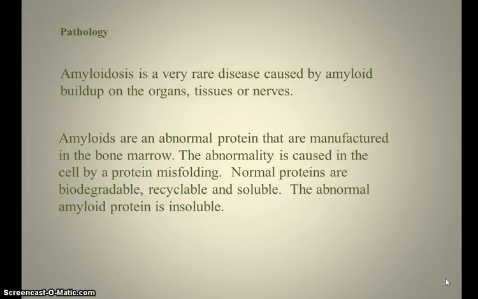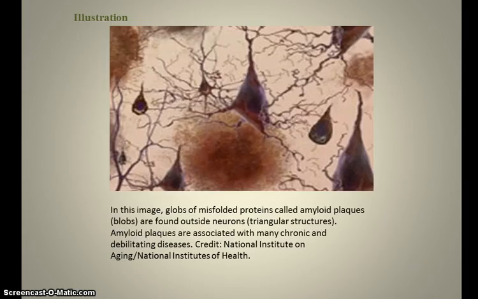Amyloidosis is a very rare disease caused by amyloid buildup on the organs, tissues, or nerves. Amyloids are an abnormal protein that are manufactured in the bone marrow. The abnormality is caused in the cell by a protein misfolding. Normal proteins are biodegradable, recyclable, and soluble. The abnormal amyloid protein is insoluble.